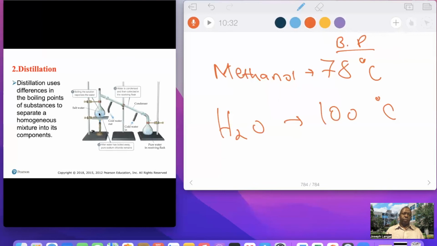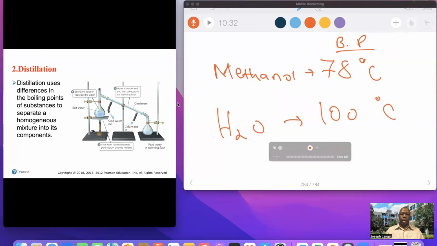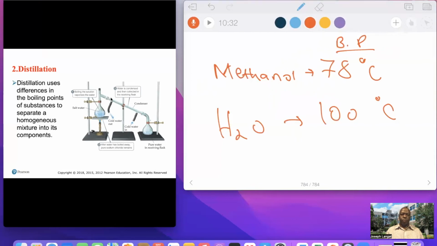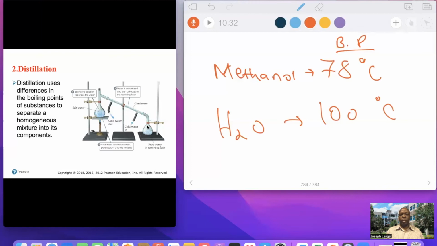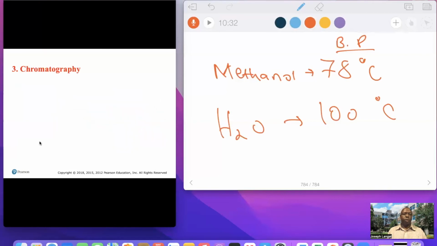So here is the mixture of the two. Once the temperature reaches 78, only the methanol will flow through. This is called the condenser. Cold water in so that the gaseous substance will condense. We'll collect methanol. Once the temperature rises above 78, anything which comes through the condenser will just be H2O. This technique uses differences in boiling point of substances to separate a homogeneous mixture into pure components.